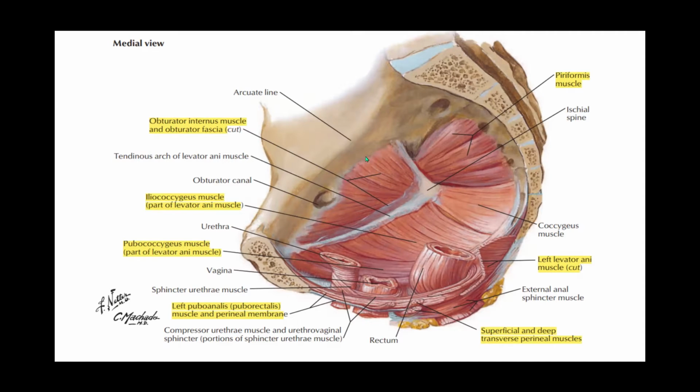Here on the lateral side of the pelvic floor, we can see this muscle. It's fan-shaped, and that's called the obturator internus muscle. It's obturator internus because it's inside the pelvis, and on the other side of the pelvis, on the outer side, we have the obturator externus muscle.